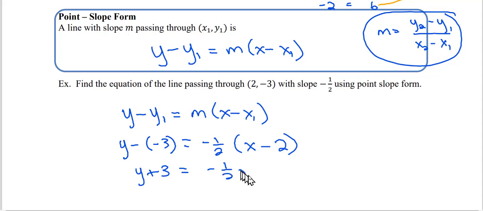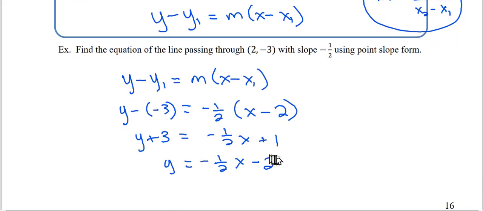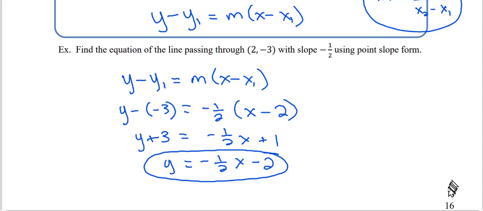Y plus 3 equals negative 1/2 x, distribute, you get plus 1. Subtract 3 from both sides, and you get y equals negative 1/2 x minus 2. The same solution that we got before. So whatever your approach is fine with me. So sometimes I use point slope, sometimes I use slope intercept. It really just depends on the scenario.